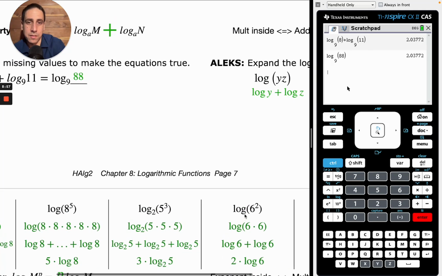Here, log base 10 of 6 squared, that's 6 times 6, that's log of 6 plus log of 6. I'm seeing a pattern here.